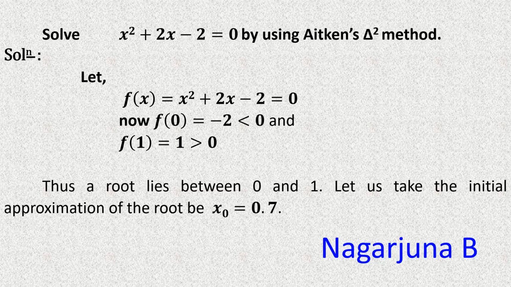Let us take the initial approximation of the root to be x naught equal to 0.7. This is the assumption we are making, and we are starting with the initial guess as x naught equal to 0.7.